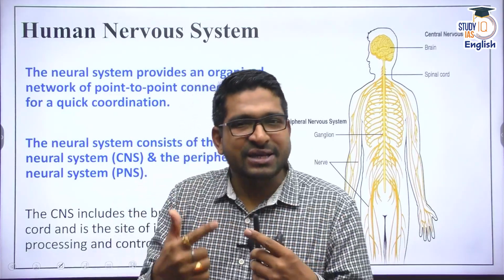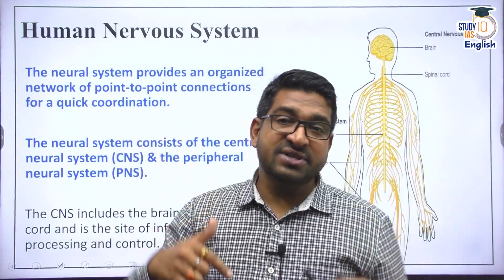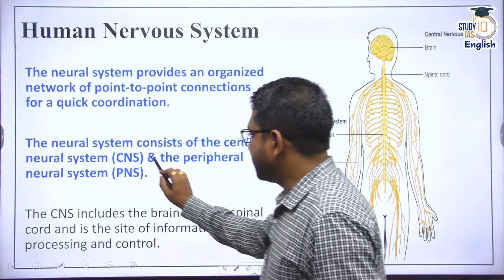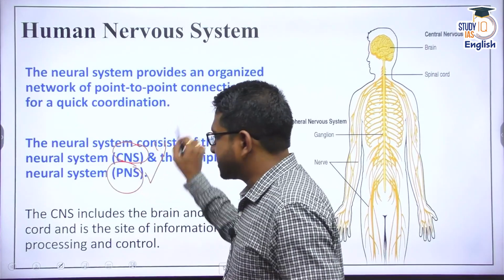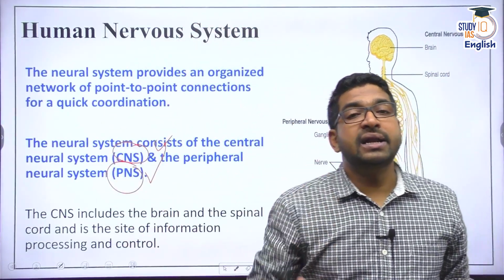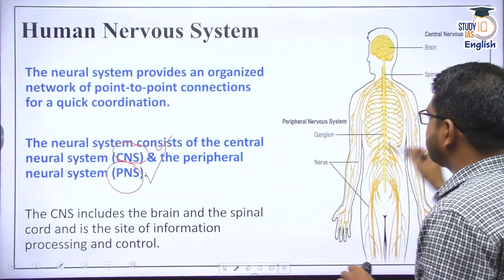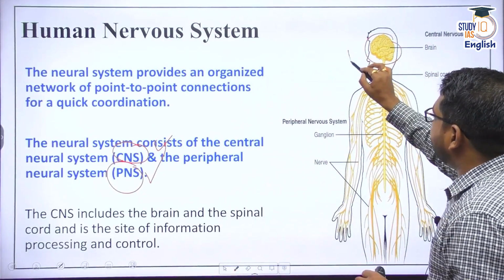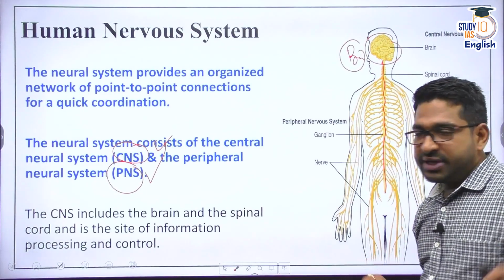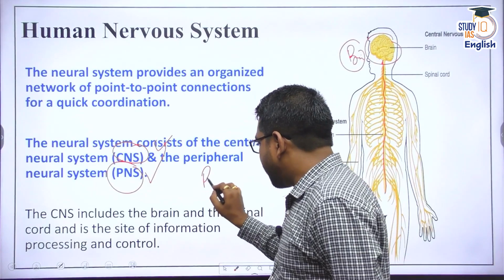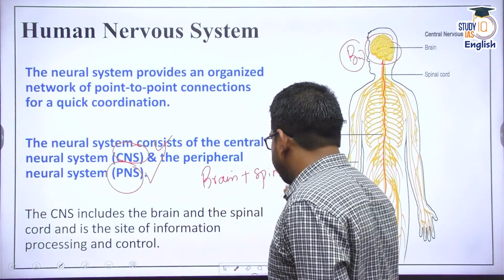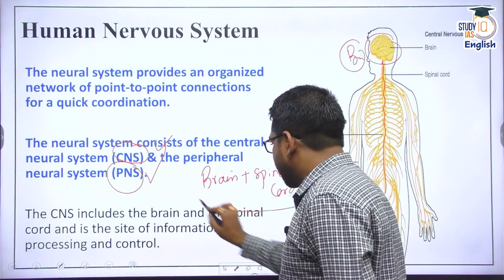Now, for all these actions, we have the nervous system, and the nervous system comprises two parts: the central nervous system and the peripheral nervous system. So our entire control and coordination mechanism is handled by the nervous system. The central nervous system consists of the brain and the spinal cord. So please remember, the brain and the spinal cord comprise your central nervous system. This is like the controlling mechanism.